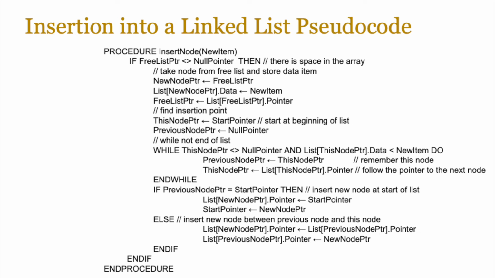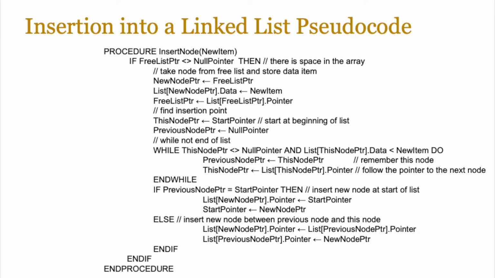Now we could have done it another way. We could have just simply said free list pointer is equal to free list pointer plus 1. There are lots of different ways to go around it. But this particular mechanism allows us to leverage the pointers that are already stored in the pointers part and allows us to create sorted lists. So how do we go about doing that?